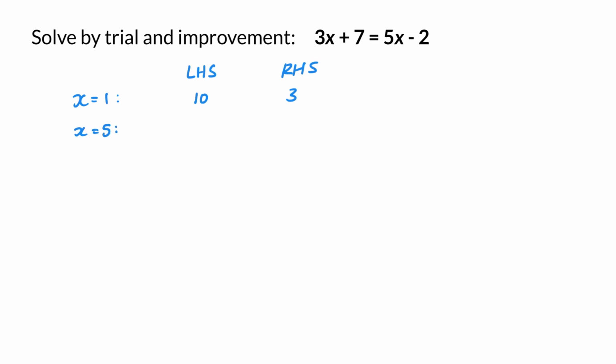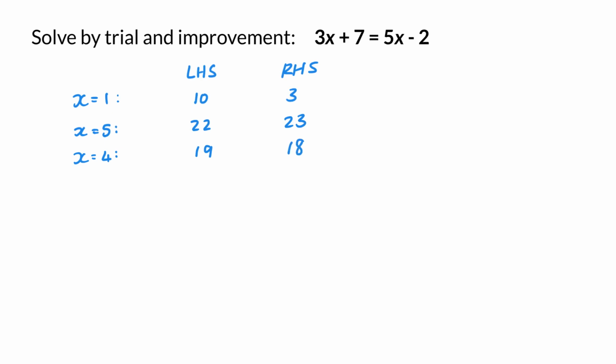So my left-hand side, 3 times 5 is 15. 15 plus 7 is 22. And the right-hand side, 5 times 5 is 25, minus 2, 23. Ooh, we're getting a little closer with my left and my right being quite close together. How about we try x is 4? So if I substitute x is 4, 3 times 4 is 12, plus 7 is 19, and 5 times 4 is 20, minus 2 is 18.